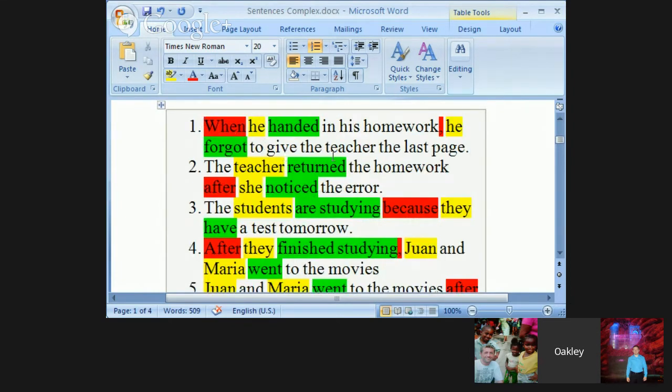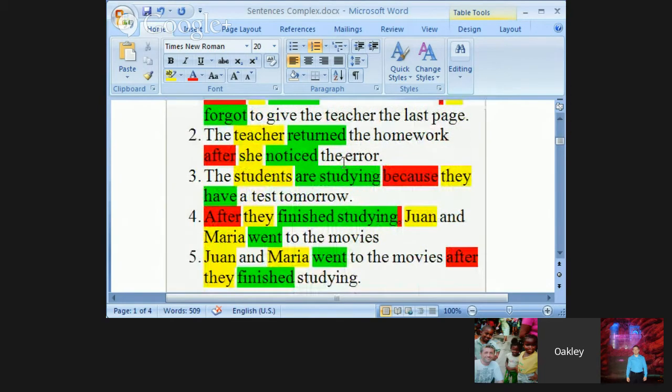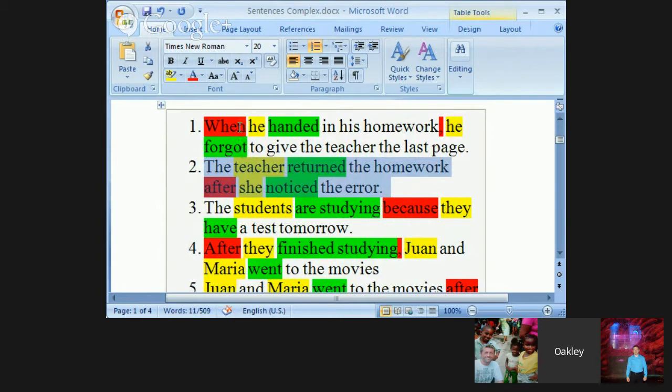Quite similar. They're different. The next one's quite similar. The teacher returned the homework after she noticed the error. Our subordinators here, again, in this example, the independent clause is first, so there's no comma necessary. The dependent clause comes second.